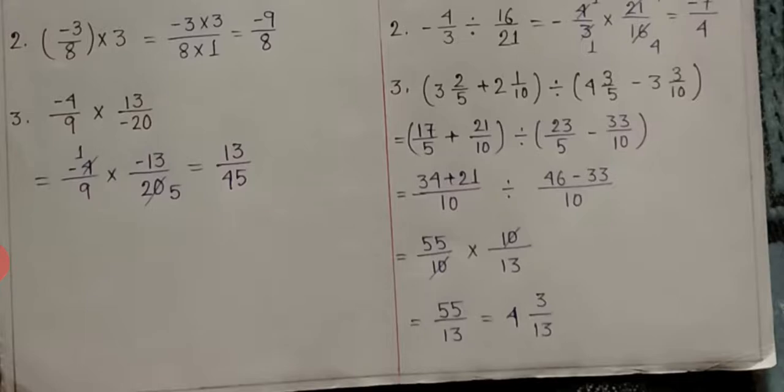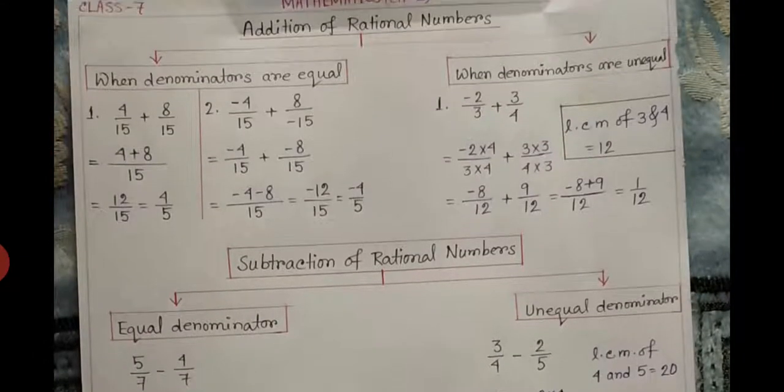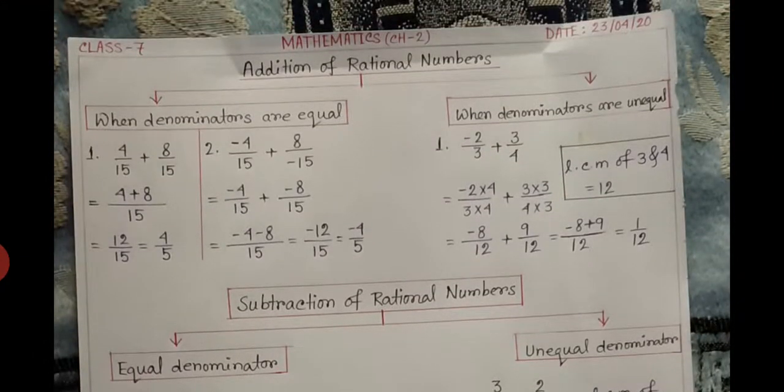So this was the addition, subtraction, multiplication and division of rational numbers. Hope all the processes are clear to you.